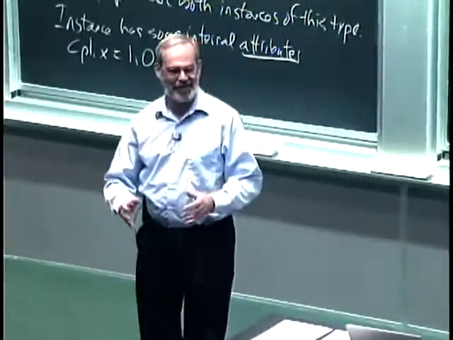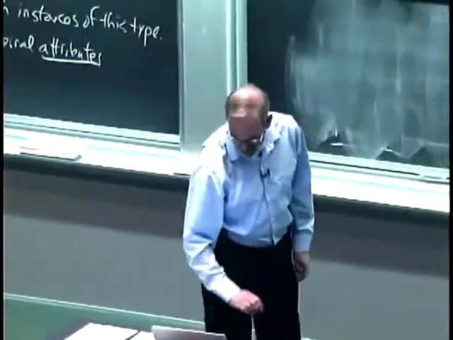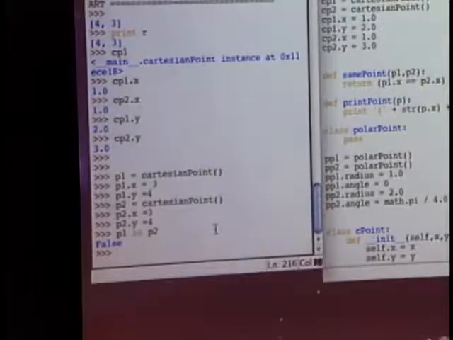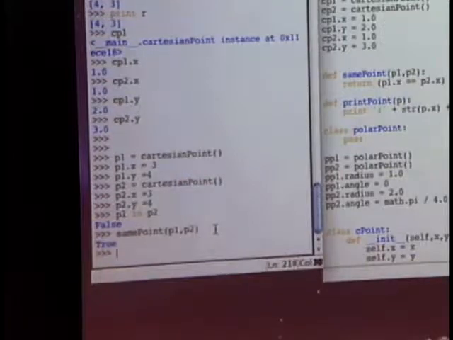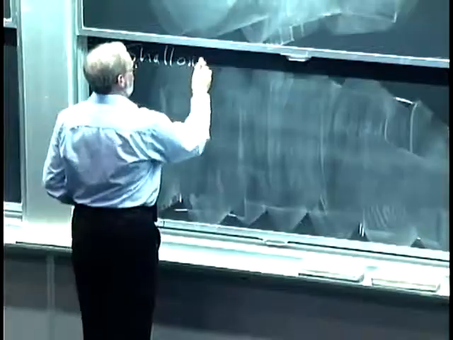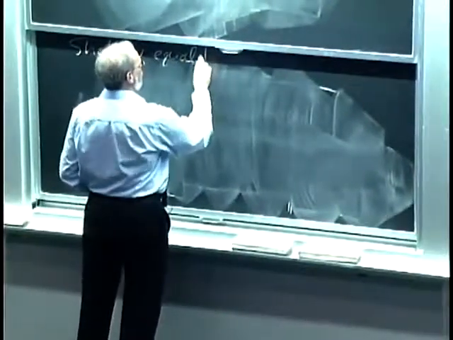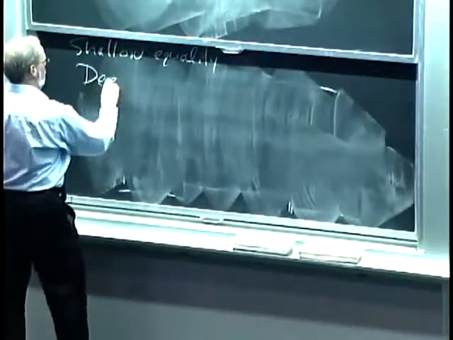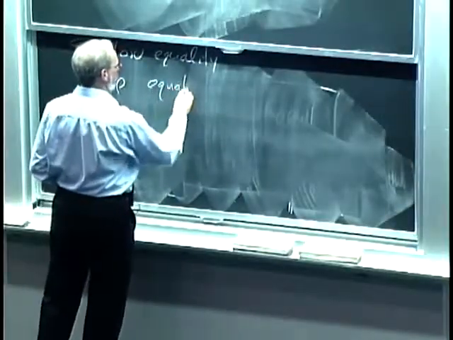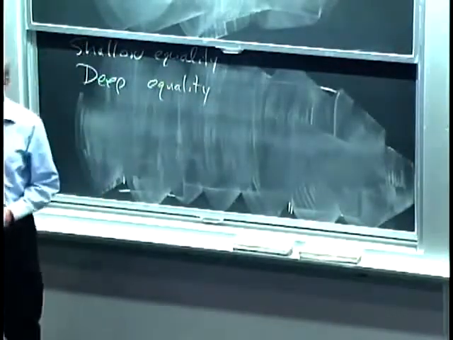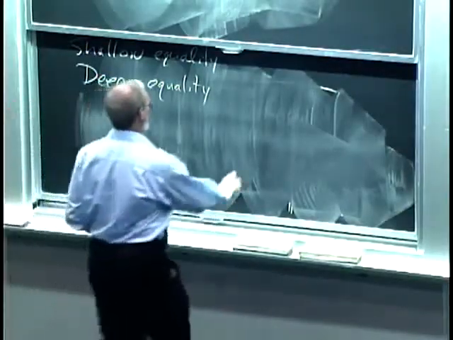I'm using Python's is comparator to say it's the same thing. It says no. But if I say, are P1 and P2 the same point? It says yes. And this is a point I want to stress here. So what's going on in this case is I want to distinguish between shallow equality and deep equality.